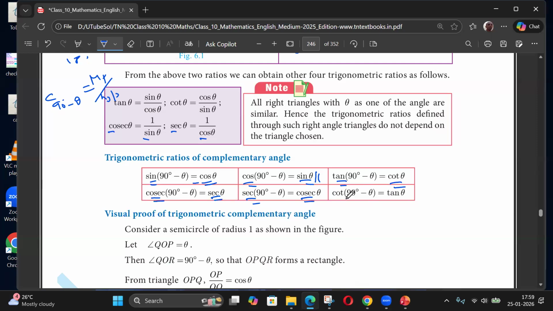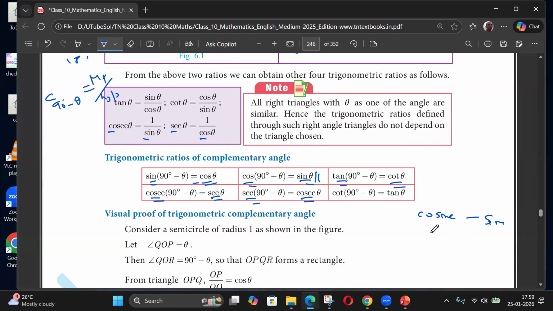That is the relation between 90 minus theta and theta. Actually, cos is the short form of cosine. So this and sine are complementary angles, no? 90 minus theta and theta.